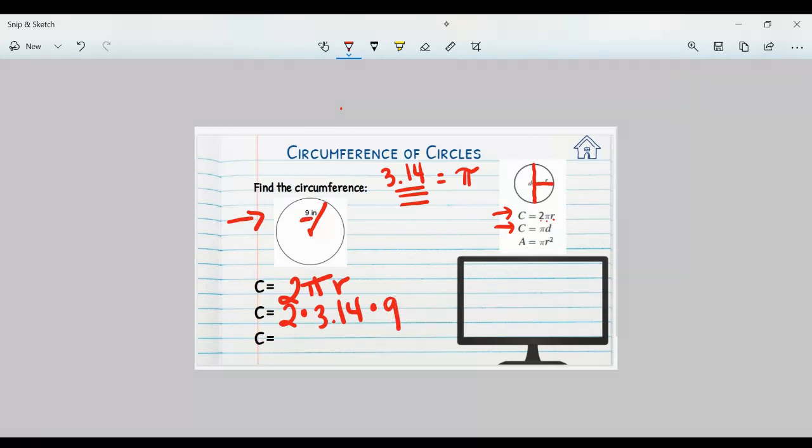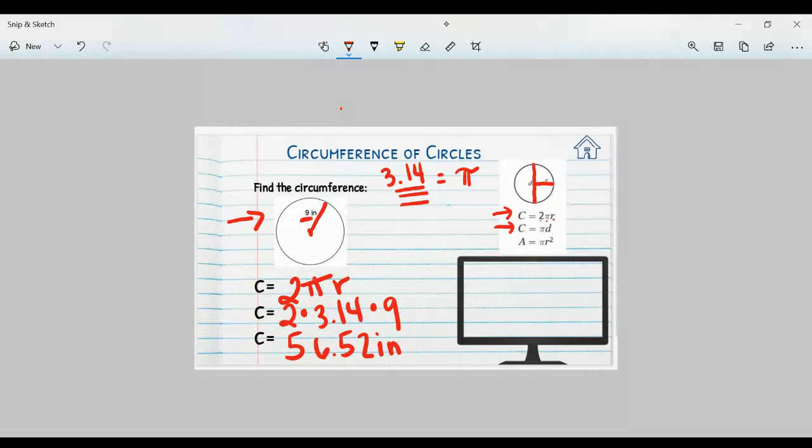Now I can put all of those in my calculator or my Desmos calculator, and when I do, I end up with 56.52 or 56 and 52 hundredths. And because it's circumference, we're just finding distance, so we're going to leave that as inches.